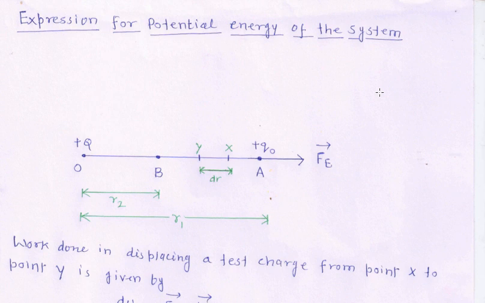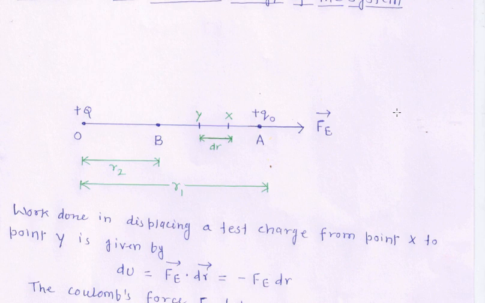On the contrary, if the test charge is shifted from higher potential to lower potential along the force of repulsion, then the field will perform work. So this work done is negative, and the potential energy is also negative.